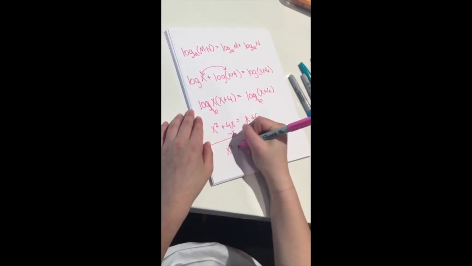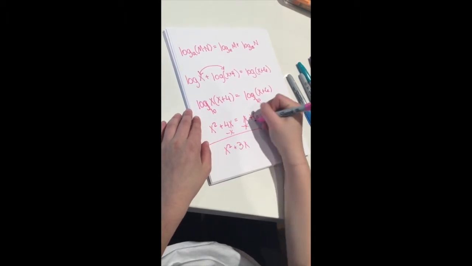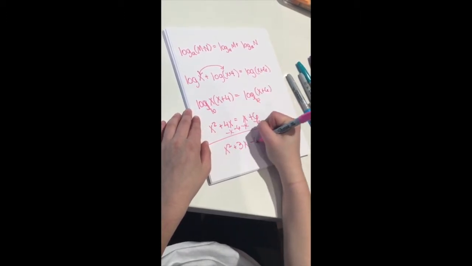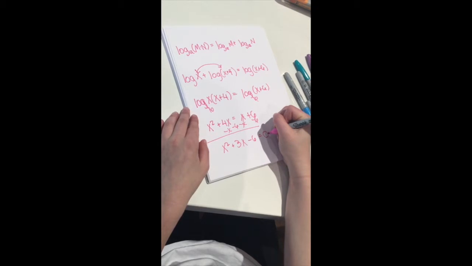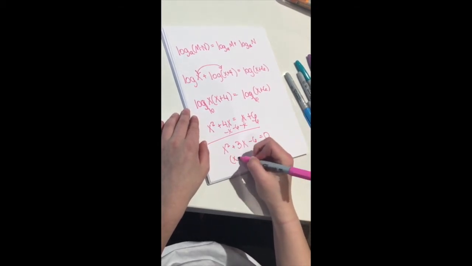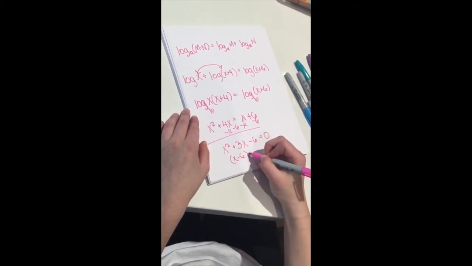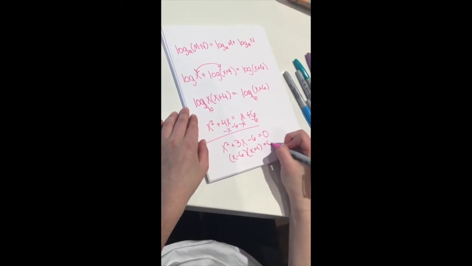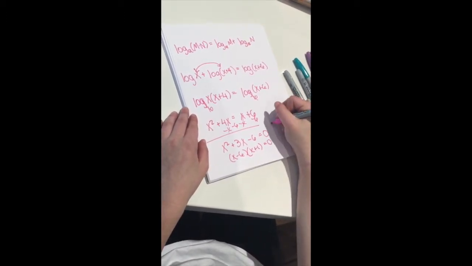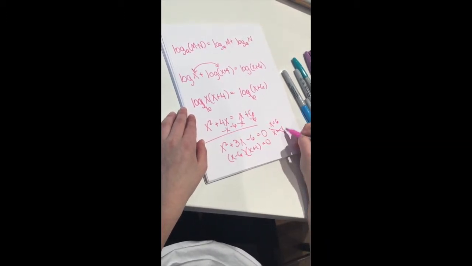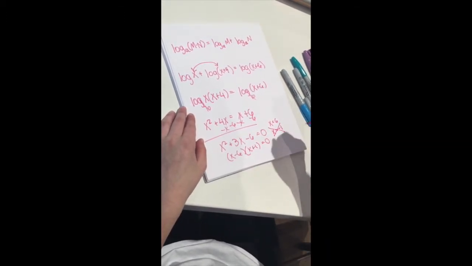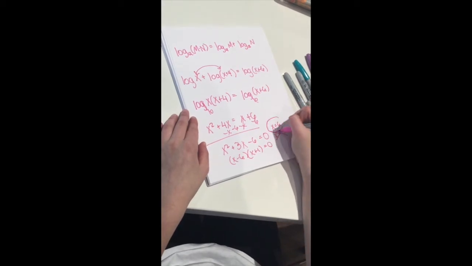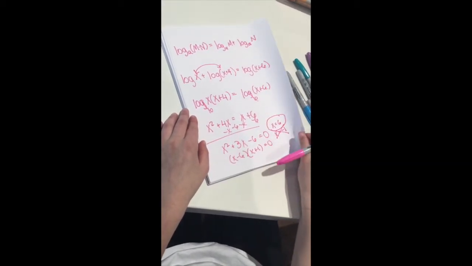We get x squared plus 3x minus 6 equals 0. And we factor that out, and we get x minus 6 times x plus 1 equals 0. So now x can either be 6 or x can be negative 1, but we reject the negative answer because you can't take the log of a negative. So our answer is x equals 6.